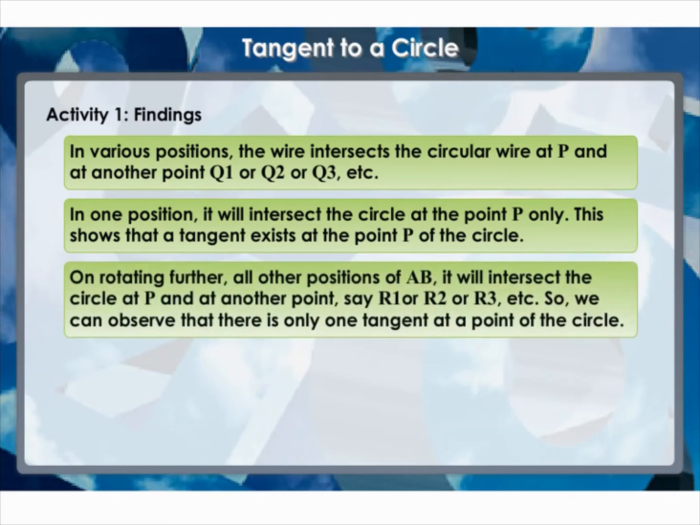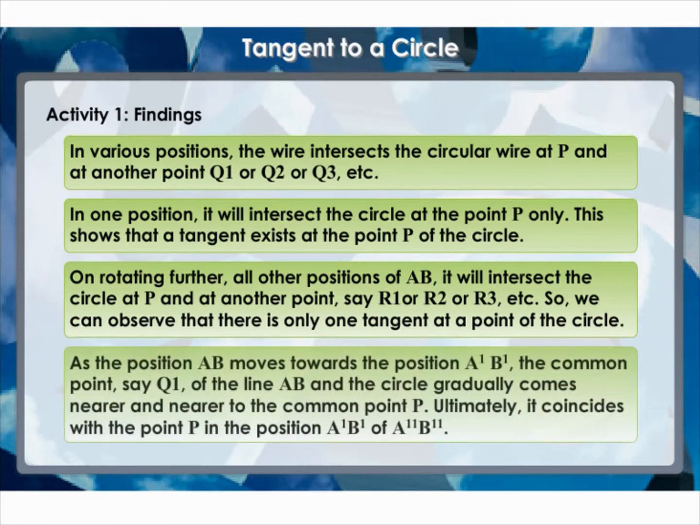On rotating further, in all other positions of AB, it will intersect the circle at P and at another point, say R1 or R2 or R3, etc. So, we can observe there is only one tangent at a point of the circle. As the position AB moves towards the position A'B', the common point, say Q1, of the line AB and the circle gradually comes nearer and nearer to the common point P. Ultimately, it coincides with the point P in the position A'B'.